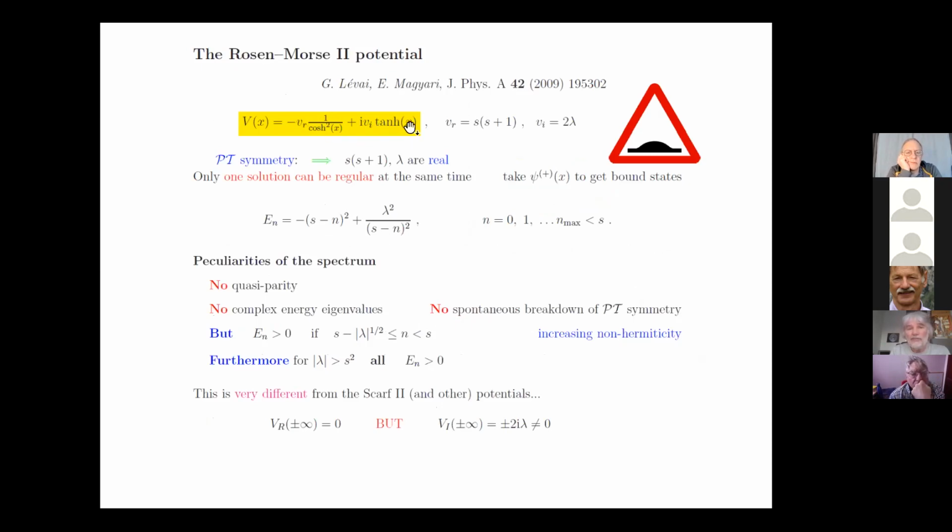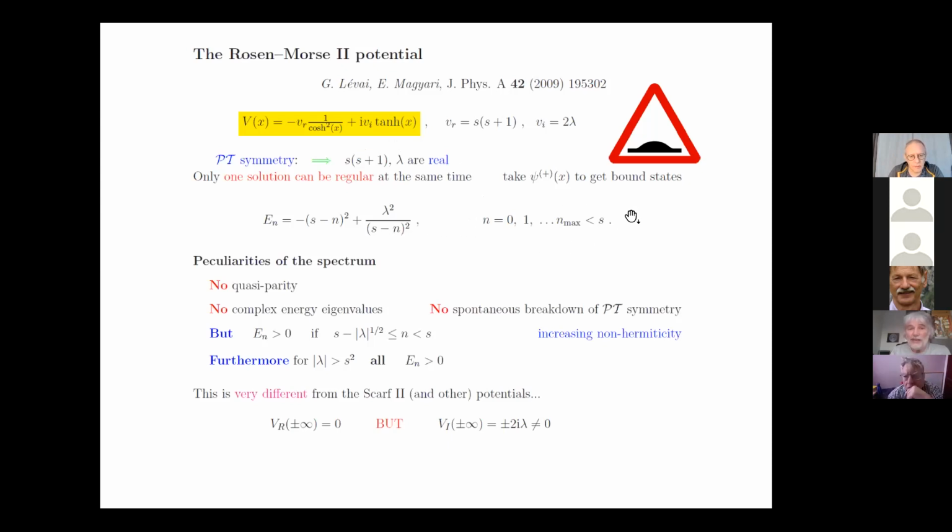The imaginary one is different. It is non-vanishing asymptotically. Tangent hyperbolic goes to constant values in the two directions. Okay, and here the energy eigenvalues can again be expressed in a closed form. They are real and they are limited.